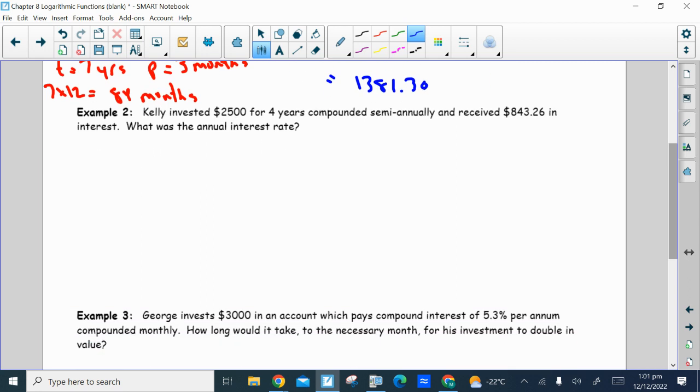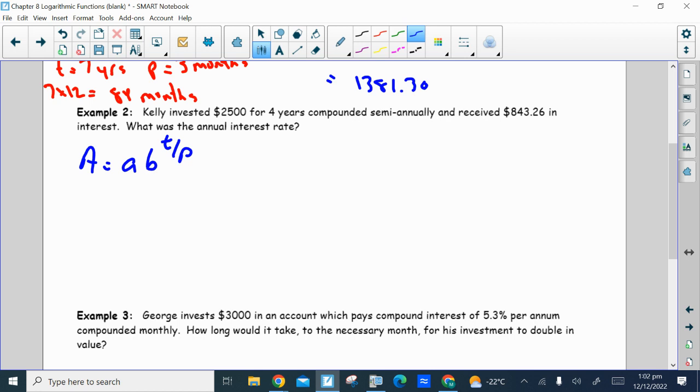Okay? Example 2, Kelly invested $2,500 for 4 years, compounded semi-annual, and received $843.26 in interest. What is the annual interest rate? So the amount at the end will be A, the initial amount, times B, the growth factor, to the power T over P.